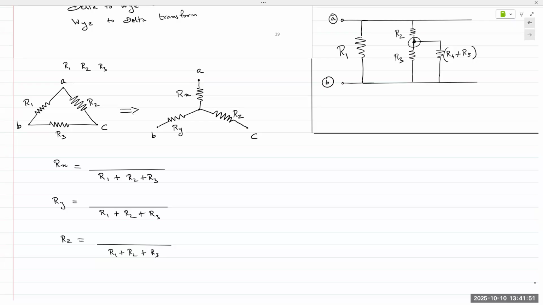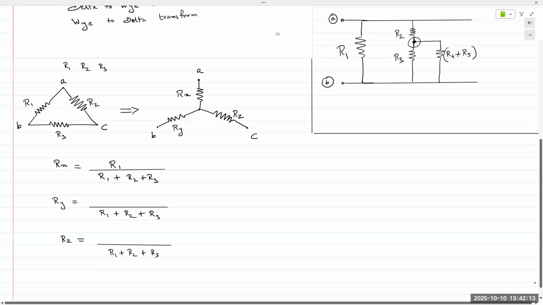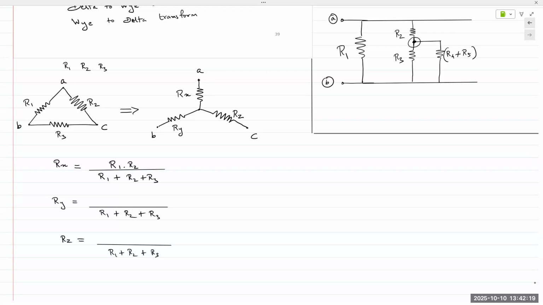And in the numerators, you put the product of the two resistors that are connected at that node. So Rx is connected to node A. And in the original delta configuration, we have R1 and R2 connected at node A. So the numerator for Rx is going to have R1 times R2. And similarly, you fill in the numerators for Ry and Rz.